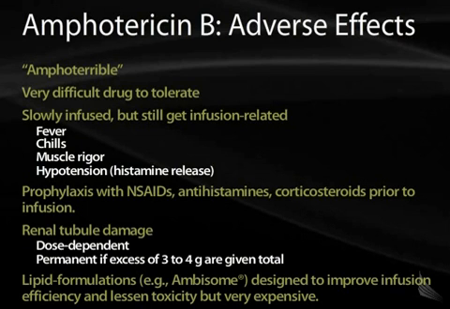Patients that are receiving amphotericin B usually will be prophylaxed with NSAIDs and antihistamines before. The most important side effect, however, is renal tubule damage. Patients that take amphotericin B have a very high risk of developing renal failure. Amphotericin B has been formulated now in a liposomal formulation known as AmBisome that has been designed to decrease renal toxicity, but it's very expensive.